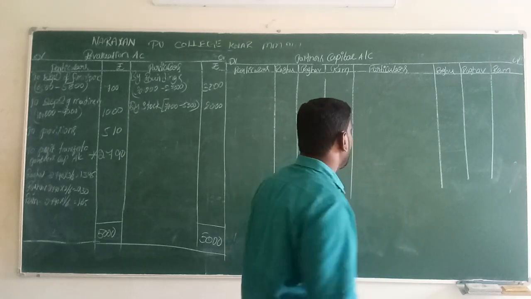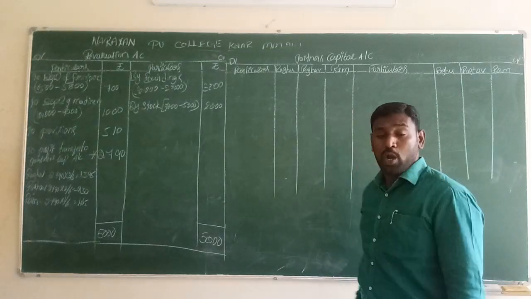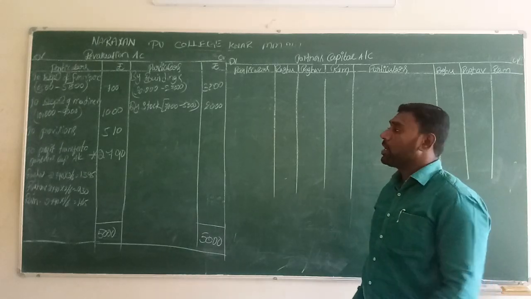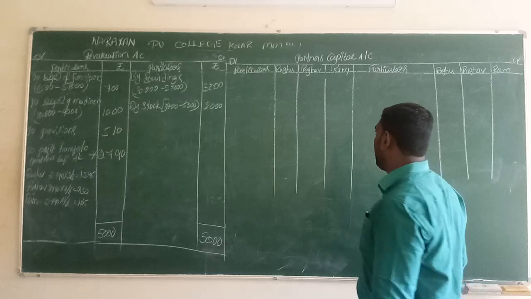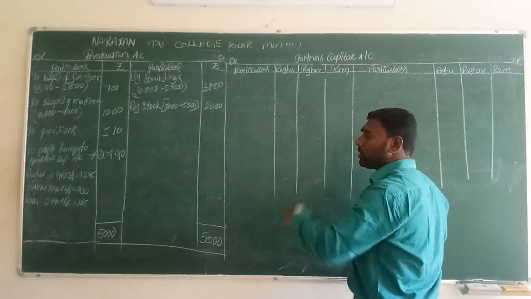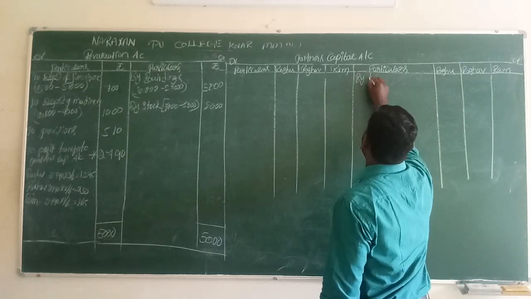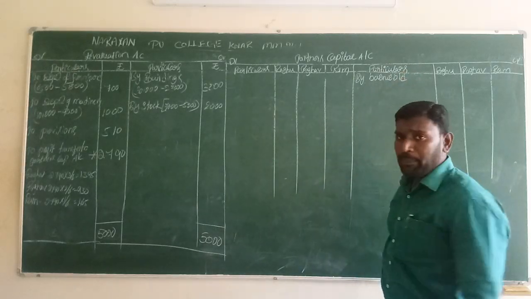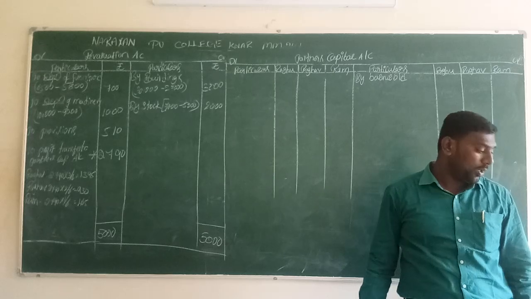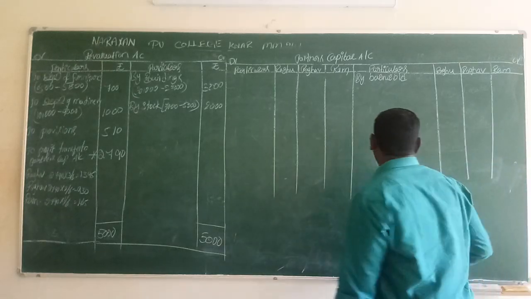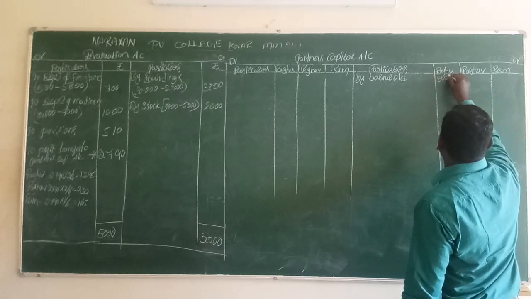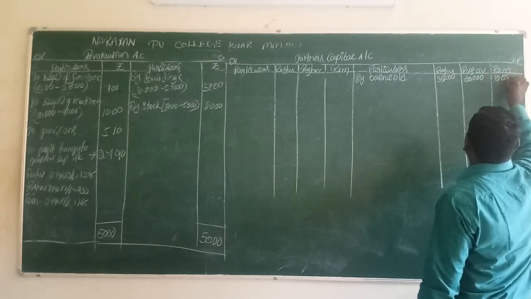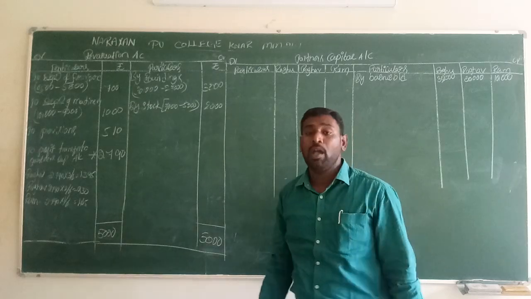Let's come to step number one, the opening balance. The opening balance always comes to the right hand side. Why? Because in the previous balance sheet, we had these values on the left hand side, that is the liability side. So we transfer to the opposite side in the next account. We write by balance brought down. The capital balances in the old balance sheet are 30,000, 20,000, and 10,000. The first partner gets 30,000, the second 20,000, and the third 10,000. These are the opening balances in the old balance sheet.